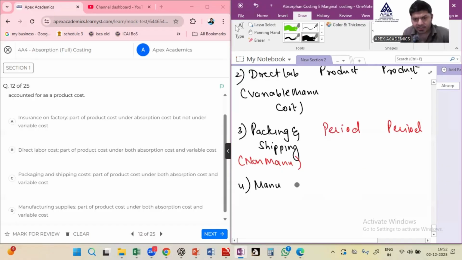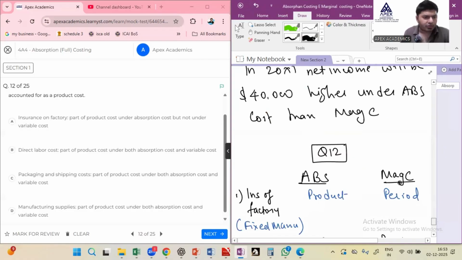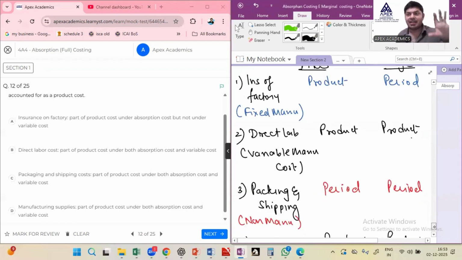Manufacturing supplies are a variable manufacturing cost. Under both absorption and marginal costing, they will be a product cost. Therefore, for question number 12, your option is answer number C. And every option we have discussed and classified, not just taking the main answer and discussing it.